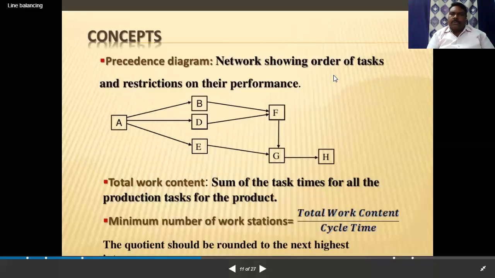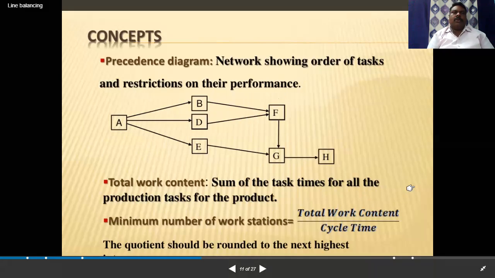Here this is a network showing the order of tasks, restrictions in their performance, total work content, and the sum of task times for all production. Here timing will be different. If you are going to reach our college from Clock Tower, we have one way, and we have another way, and another way. The timing and traffic also differ. So that we are going to take, and we are going to calculate that later.